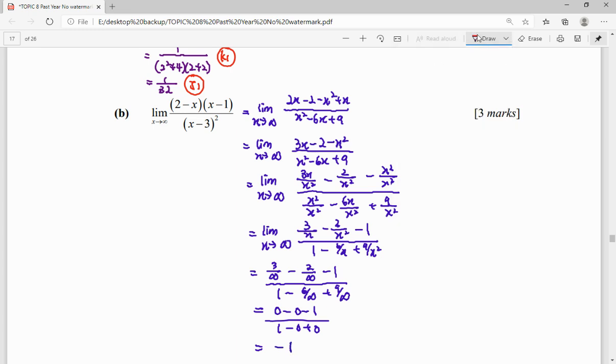So what is important here: when we have an indeterminate form for a limit at infinity and we have a polynomial, we have to divide by the highest power of the denominator. This is our concept to simplify our function in indeterminate form. Then we can attempt to substitute our limit and operate it to the answer. So that's all for these questions.